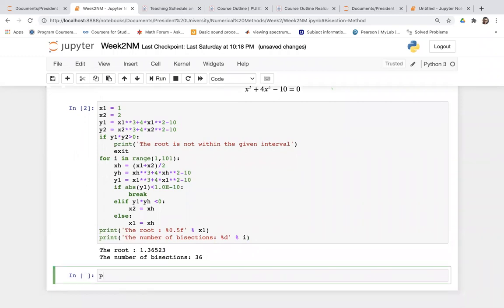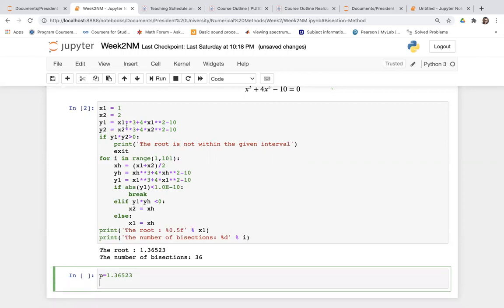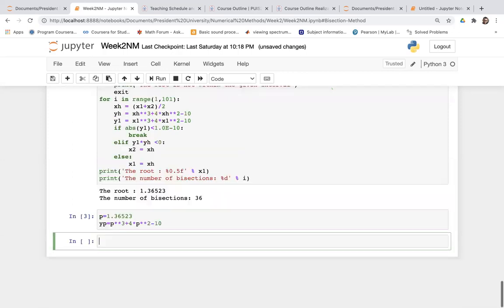Let us calculate. Let's say P is equal to 1.36523. Then I want to check the value of the function when P equals this. So yp equals P power 3 plus 4 times P power 2 minus 10. And then let's see yp.